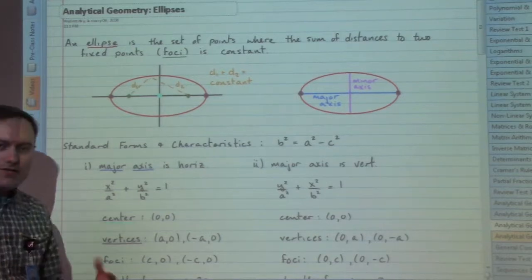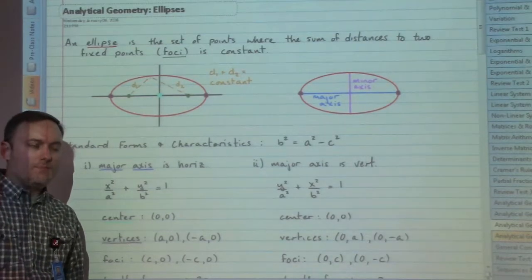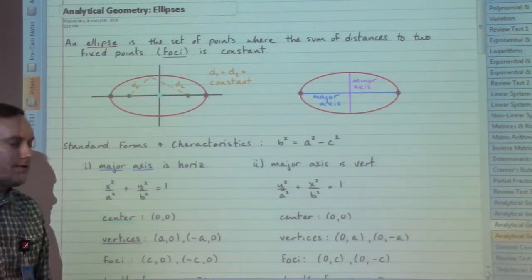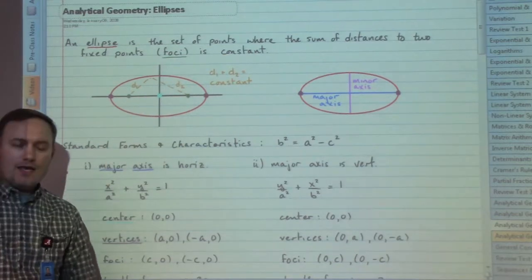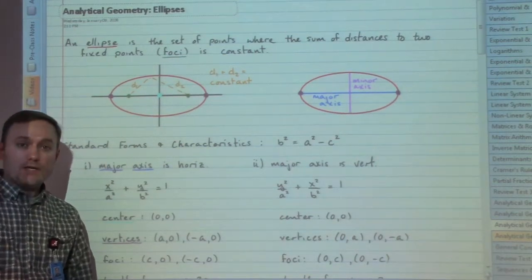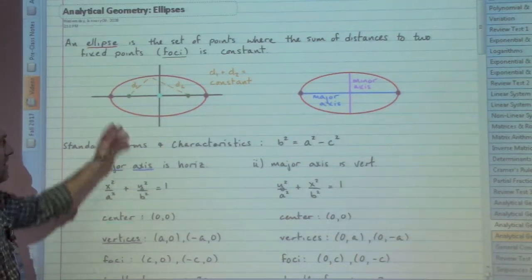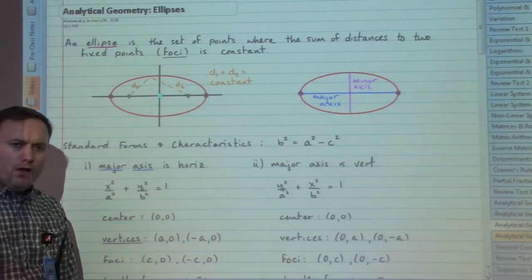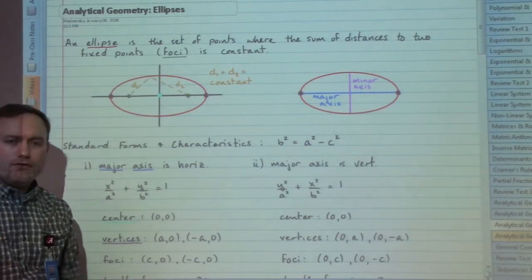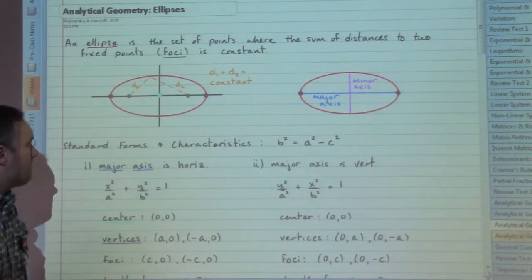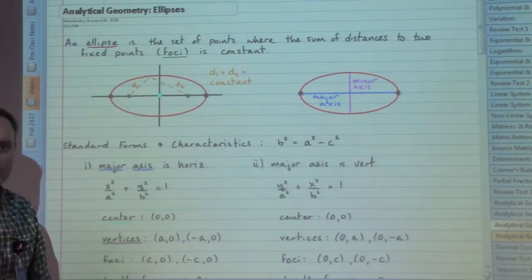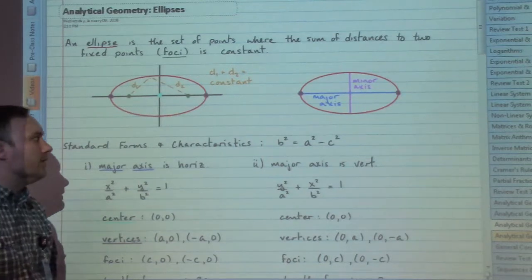And so if I change the location of where I've taped my string, if I change the length of string that I use, I can get a different looking ellipse, a different looking oval shape. And then, of course, if instead of taping it down along a horizontal line, I taped it down along a vertical line, I could change the shape of that particular ellipse by having a different orientation to it.